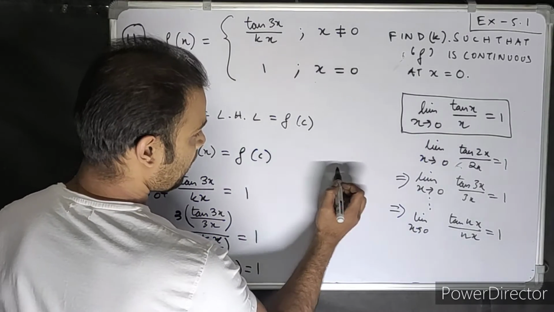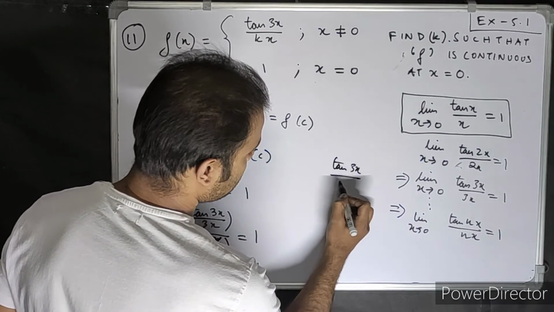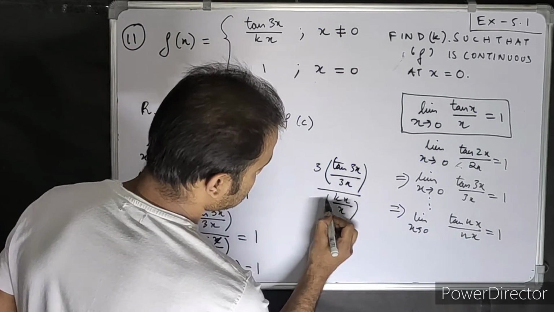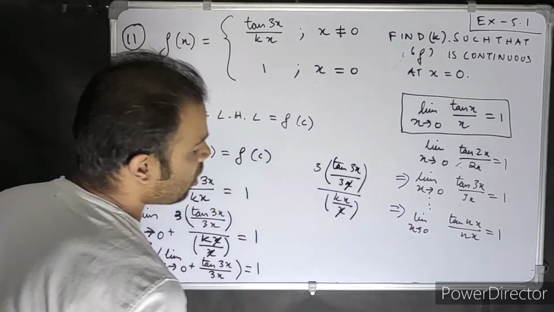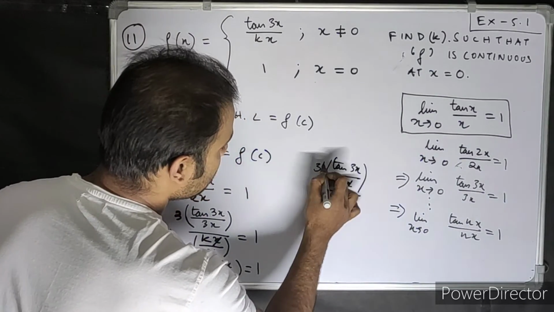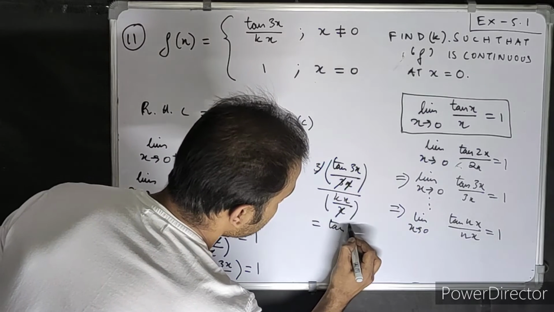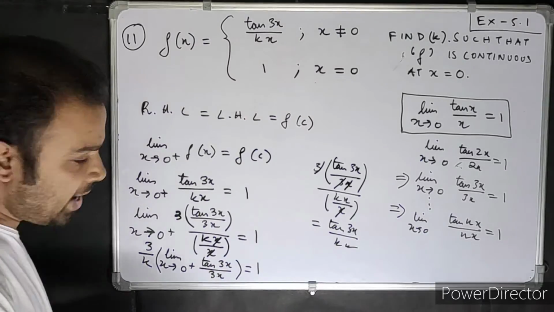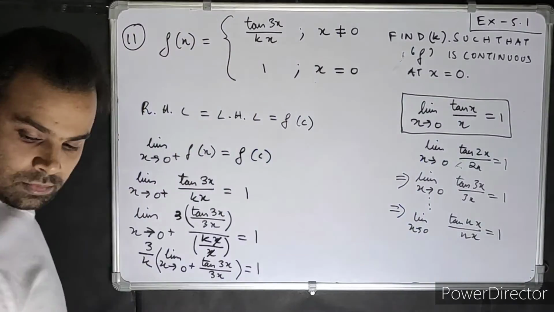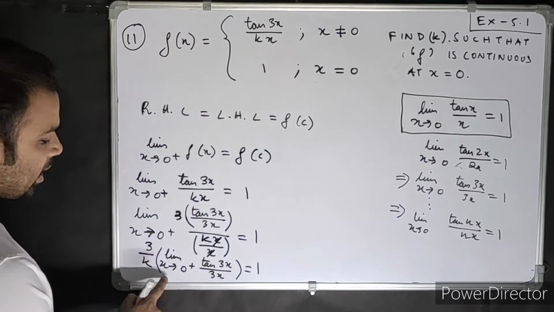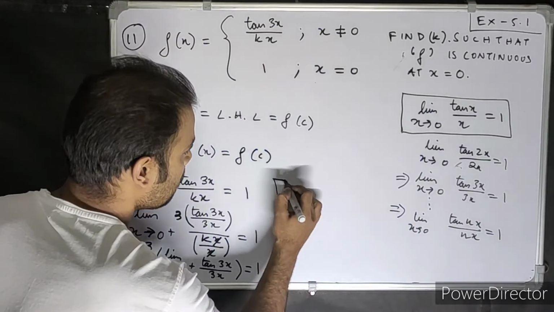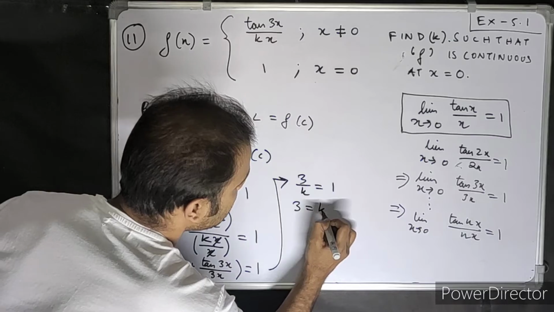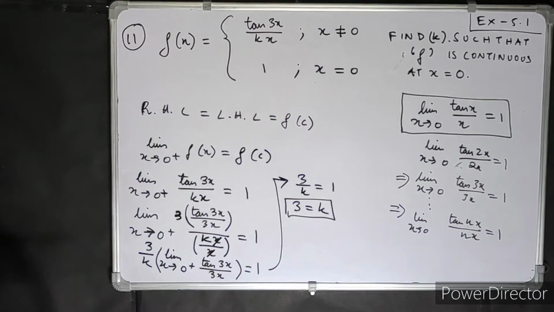See, if I do over here tan 3x divided by 3x into 3, and kx divided by x, I have done this. The x and the x got cancelled out. The 3 and the 3 got cancelled out. What are you left with? Tan 3x divided by kx. So very simple, right? Now from here your work is done. This is 1. The answer over there is written. So this is 3 by k is equal to 1. Then 3 is equal to k. So k is equal to 3.